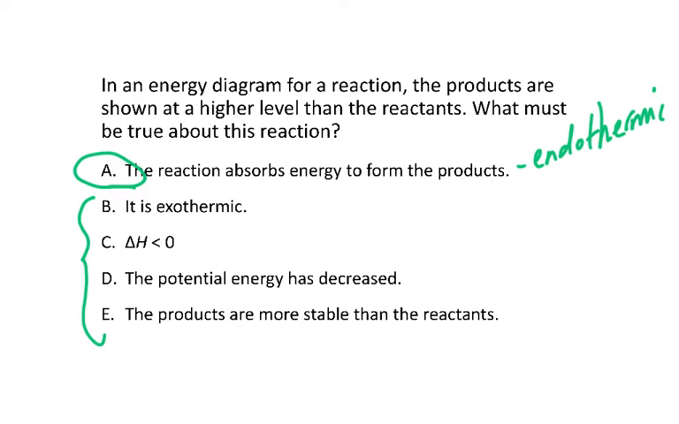One, it is exothermic, or delta H is negative, which means the potential energy has decreased. The products are more stable than the reactants. Those are all exothermic cases. So the answer is A.